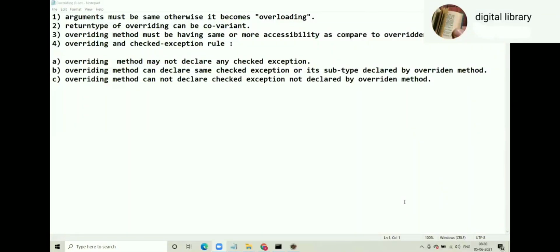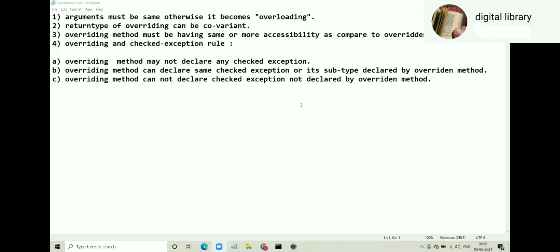Checked exception, not unchecked exception. Overriding method may not declare any checked exception. Overriding method can declare same checked exception or is subtype declared by overridden method. And overriding method cannot declare checked exception not declared by overridden method.